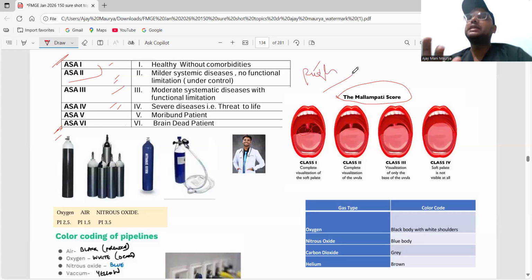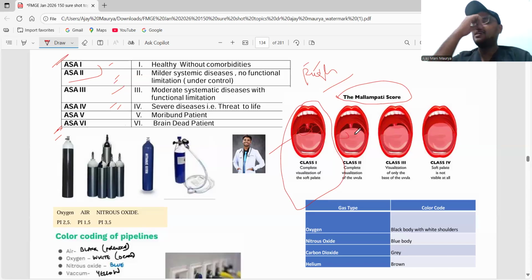You have to see if everything is normal, guys. It means this patient is under class 1, the best for intubation. If there are no pillars visible, it means the tonsils are hypertrophied. If only the tonsils are hypertrophied and everything else is normal, it is class 2.